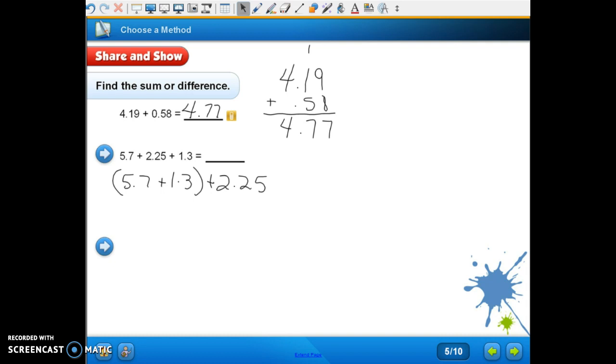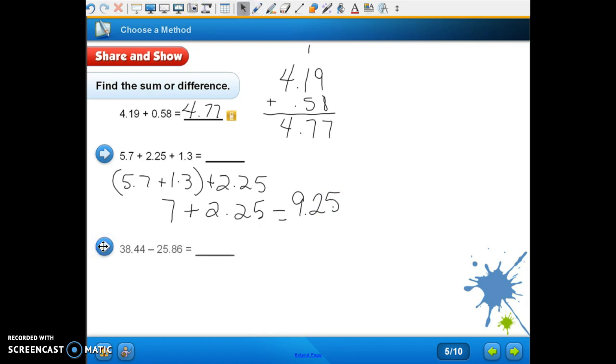So if I have one whole in my tenths, and I have one whole here, that makes how many wholes? 7. If I have one for my tenths and one here, that makes 2. I add my 5. So now I have 7 wholes, or 7 ones. And I still have to add 2 2500ths. So then I have 9 2500ths.